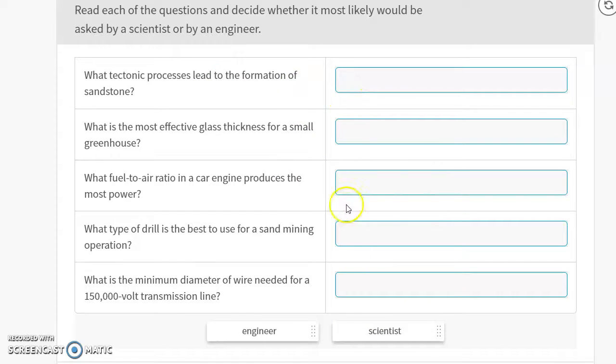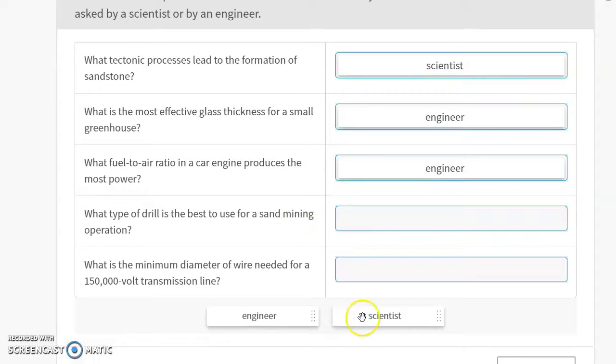What tectonic process leads to the formation of sandstone? Okay, definitely a question. Right? What is the most effective glass thickness? So when you're asking about thickness, you're creating a solution for glass being thick. So that's an engineer question. Fuel to air ratio in a car engine that produces the most power. Engineer, because you're creating a solution. Not just asking a question for information, you're asking a question for a solution.